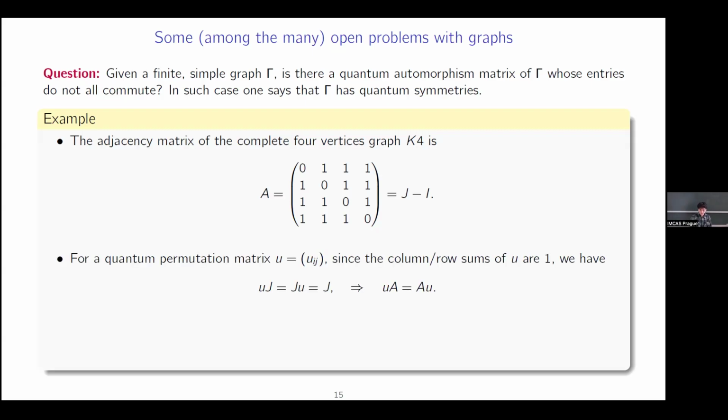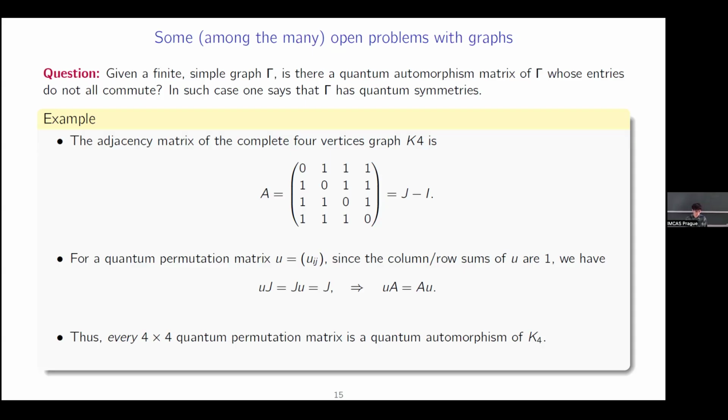For a quantum permutation matrix U, since the columns and rows sum to 1, the following property holds. We can take the product of U with J, or J with U, and we get back J once again. And this implies that we can actually do the same with the other component, because it is the identity, of course, and the identity times A is equal to A times the identity. So we have that U times A is the same as A times U. And so this means that every 4 by 4 quantum permutation matrix is a quantum automorphism of K4.